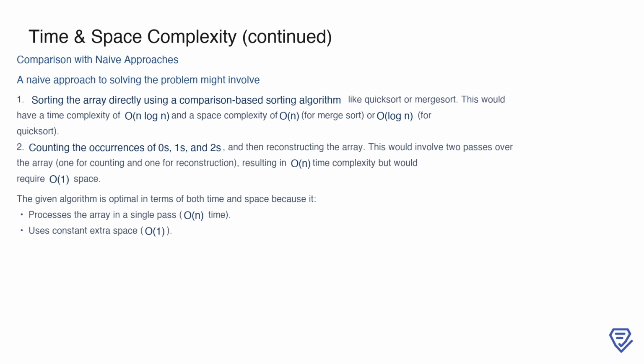Another alternative might involve counting the occurrences of zeros, ones, and twos in a first pass, and then reconstructing the array in a second pass. While this method achieves O(n) time complexity, it still requires two separate passes, whereas the given algorithm processes the array in a single pass. Additionally, the algorithm uses constant space, making it optimal in both time and space complexity.